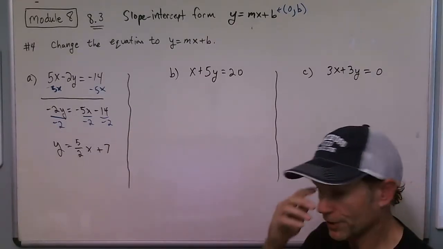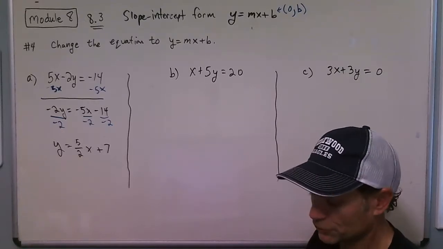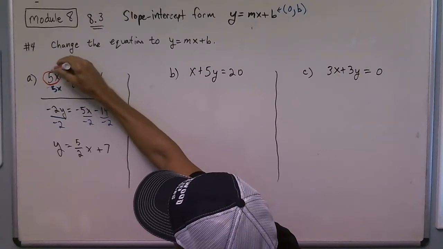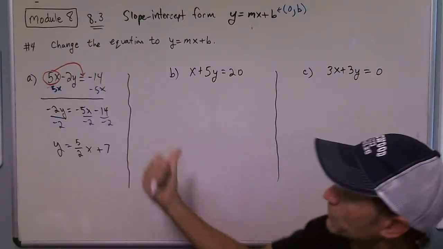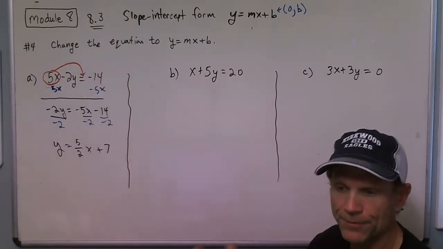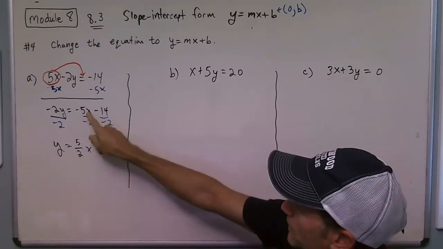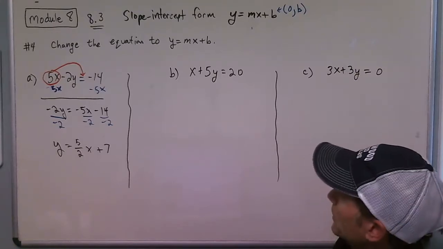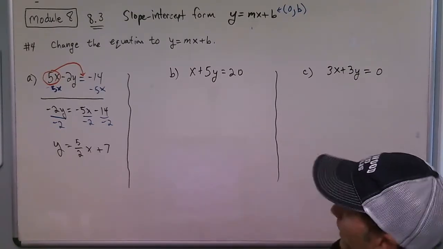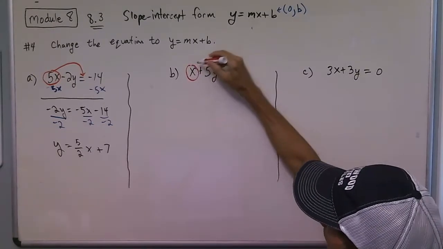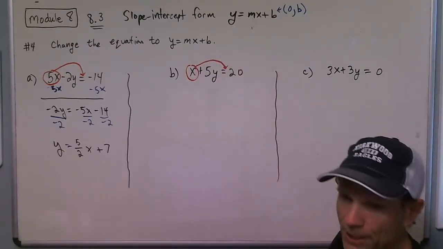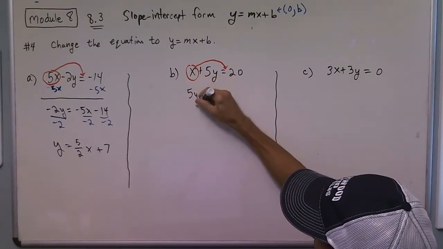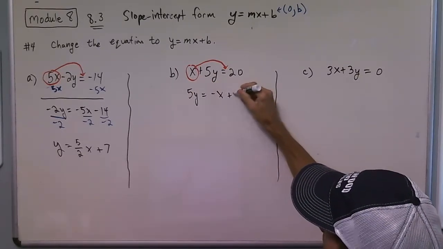Now I'll show you what some students do as a little shorter method. They say, okay, I know this term needs to go right over here, and so I just move it to the right side, and I have to remember to change the sign. And you see that would accomplish the same thing as that first step of subtracting 5x. Okay, so we could try that method on this one. We could say, okay, I know this term here needs to go right over past the equal sign, so I'm subtracting x. I have 5y equals negative x plus 20.